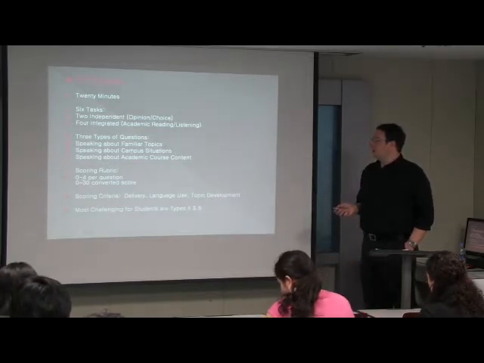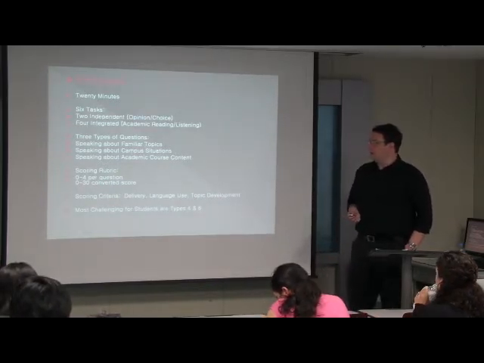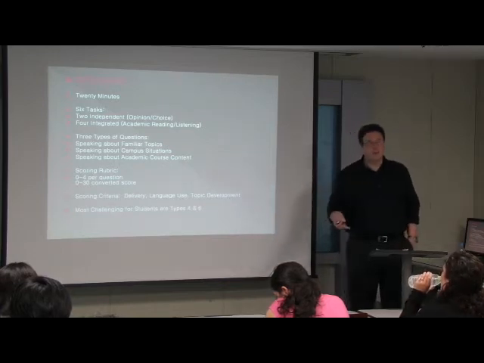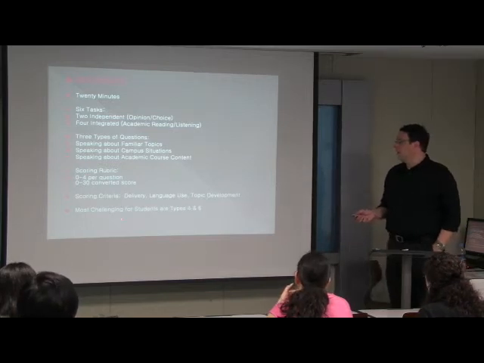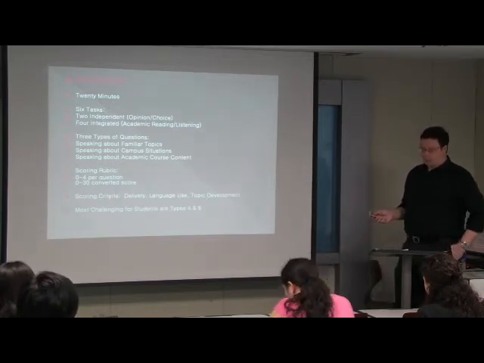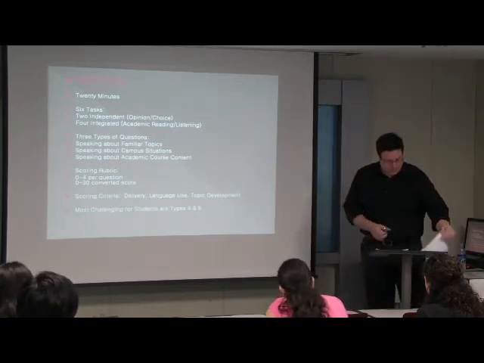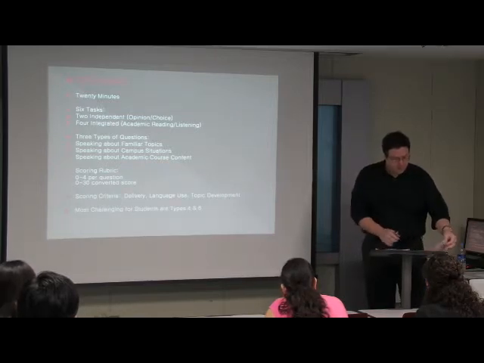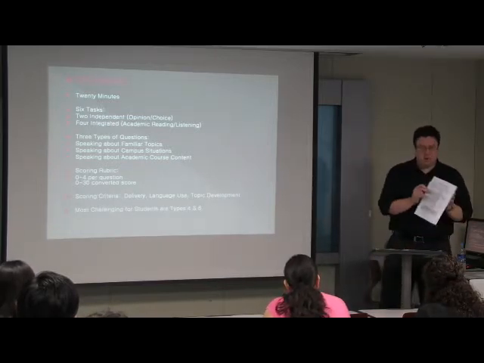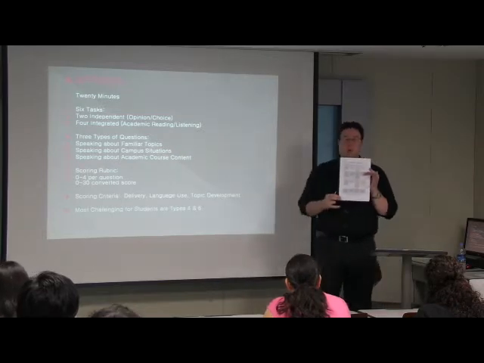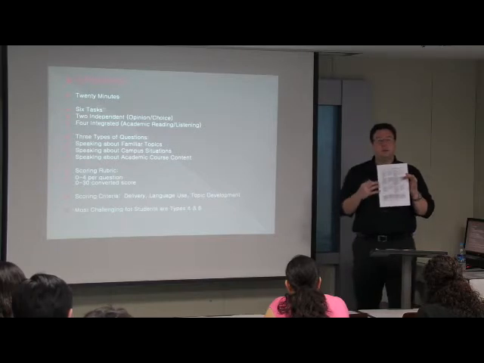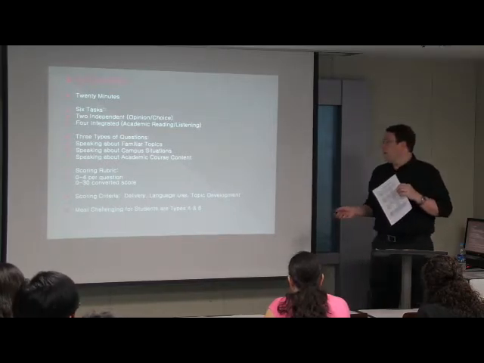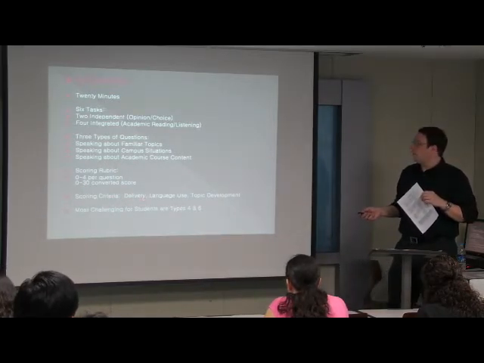The scoring rubric is 0 to 4 per question, and then that turns into a 0 to 30 as a converted score for the whole section. The major scoring criteria, and we also have our rubrics that you can take a look at after the presentation. These are the very detailed rubrics that all the examiners are very familiar with and they use to get the baseline score. But the main points that they're looking for are delivery, language use, and topic development.